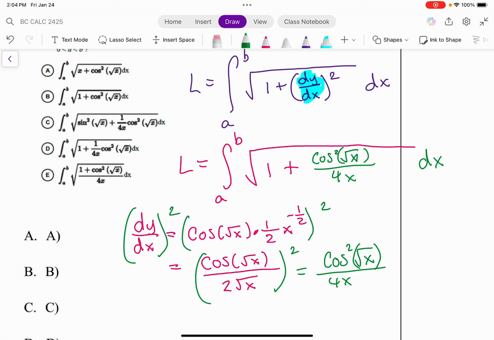And where do we see that? Let's look carefully. That looks like, again, be careful because D and E look similar, but it's really D that we're looking for. Okay, if you just write it as 1/4x instead of division.